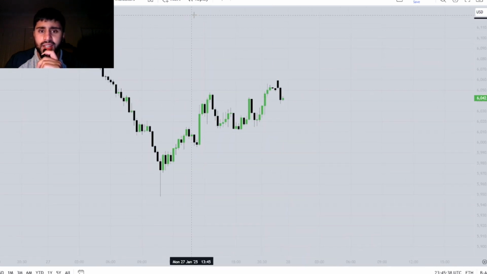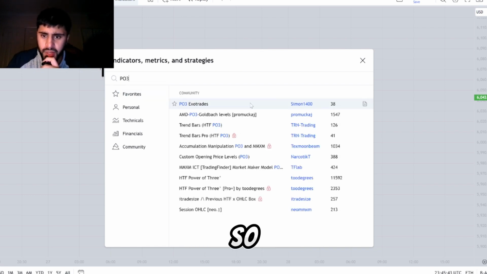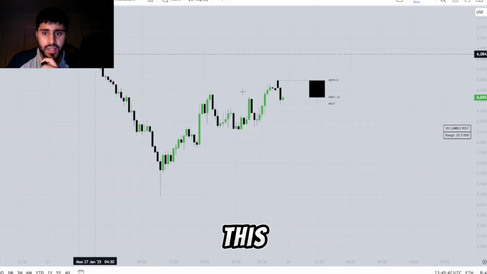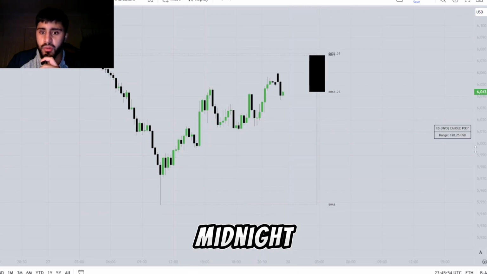That's the first thing. The second thing we look for, a very, very important indicator, is the PO3. We look for it by 2 degrees. 2 degrees PO3, just like this. The PO3 will look something like this, and we're simply using the daily PO3, using the New York midnight opening price.